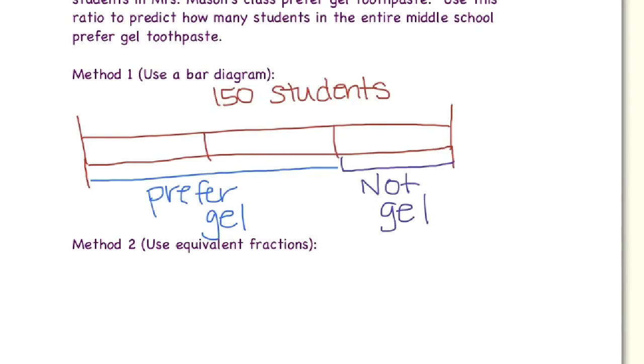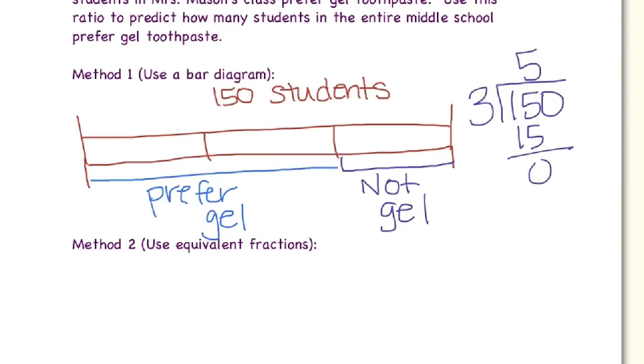Alright, so what we need to do then is figure out how do we split this 150 students into 3 equal groups. So what I'm going to do is use division. We're going to see how many times does 3 go into 150. Well, we know that 3 goes into 15 5 times. 3 times 5 is 15. We can subtract, bring down our 0, and we get 50. So what that means is that each of these sections would have to be 50 students.